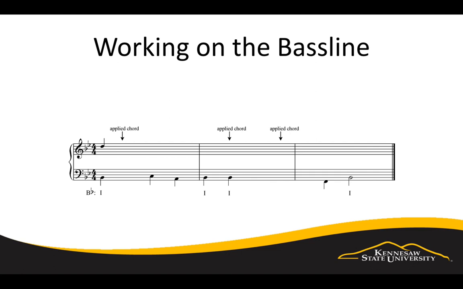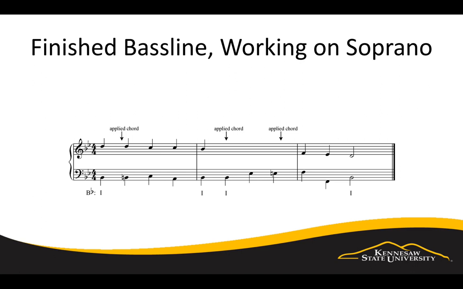Let's see what the results are. Okay, so here's our finished bass line. Notice that the D in measure 1 in the bass, solfege syllable di, is B natural. Notice in measure 2, E natural is our fi. Okay, so now let's start working on the soprano.